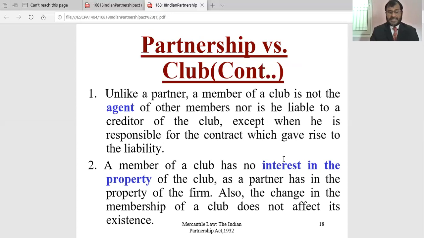And second point, we will see a member of a club has no interest in the property of the club, as a partner has in the property of the firm. Also, the change in the member of a club does not affect its existence.